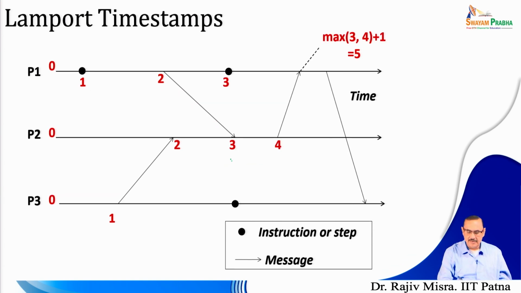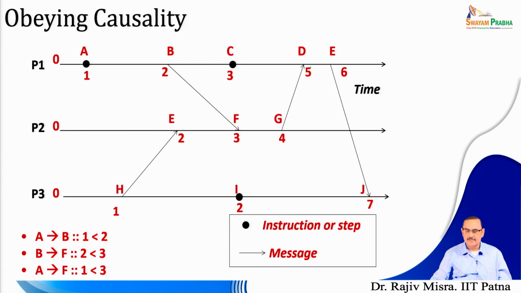So, this we have already seen. Now, coming to this particular event, receive of a message, we receive a message at this particular time here at P1. The internal event is 3 and the message carries the timestamp, let us say 4. So, the maximum of 3 and 4 is 4, plus 1, that is 5. So, it will set the time as 5 in this particular case.